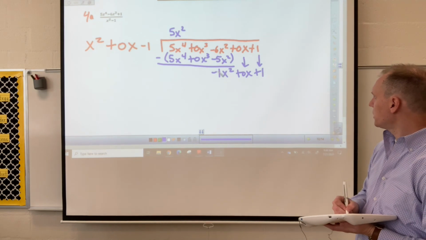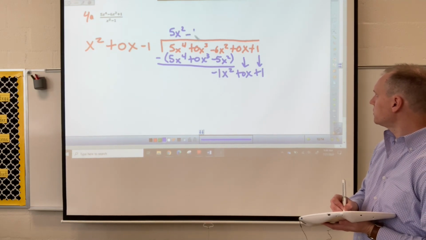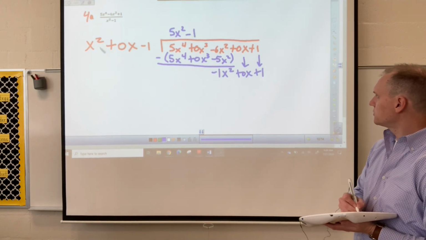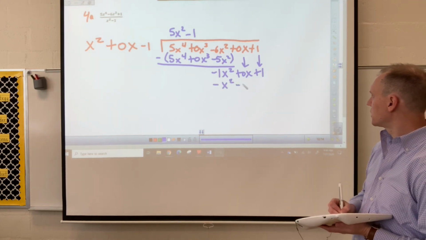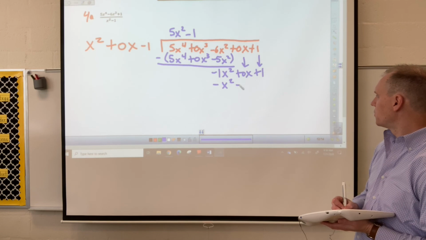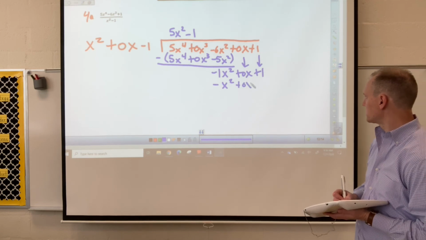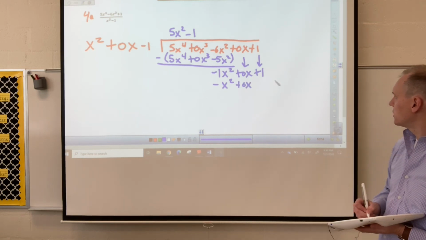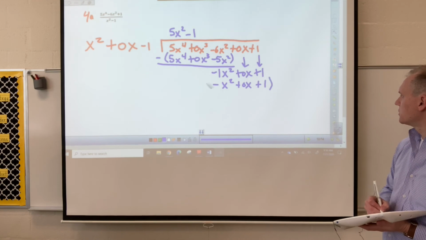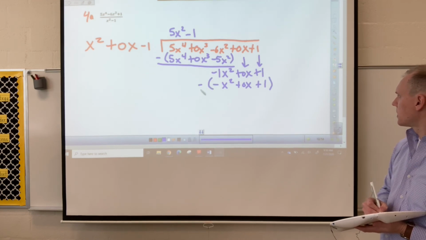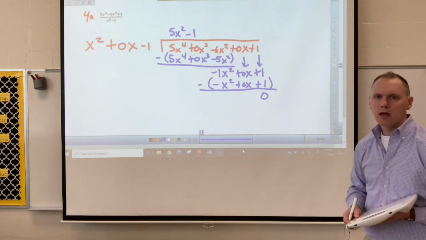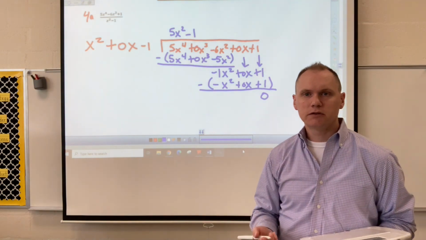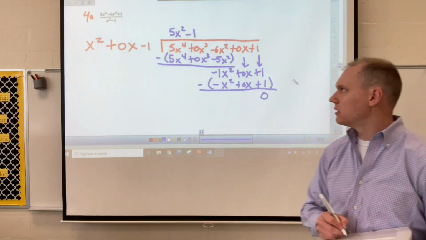X squared times what is negative x squared? It's going to be negative 1. Negative 1 times x squared is negative x squared. Negative 1 times 0x is negative 0x or positive 0x, either way. Negative 1 times 1 is positive 1. Don't forget to subtract. And we're going to be left over with 0, meaning this is a factor of the numerator.